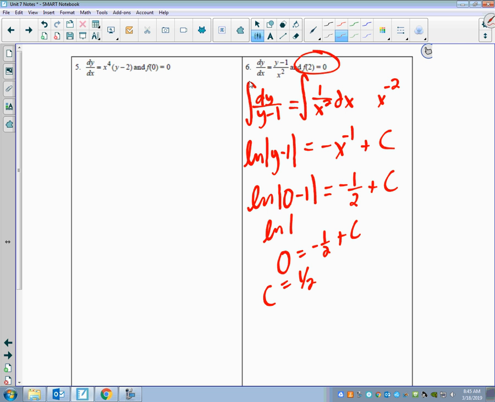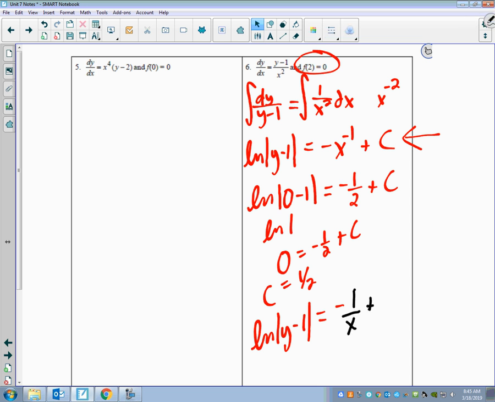Usually you get a point for using the initial value. That's what it says. Which means taking that point, plugging it in, and solving for c. And then the last point usually comes from solving for y. So I'm going to go back up here, and I'm going to write ln of y minus 1 equals -1 over x plus 1/2. You with me on that?